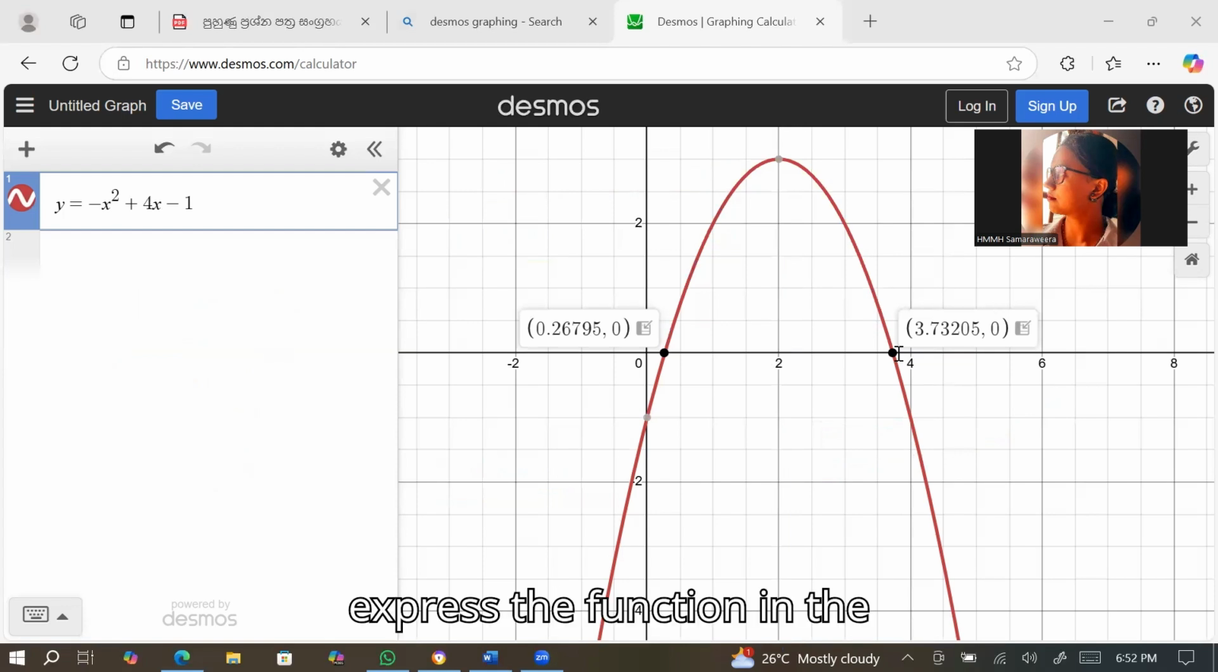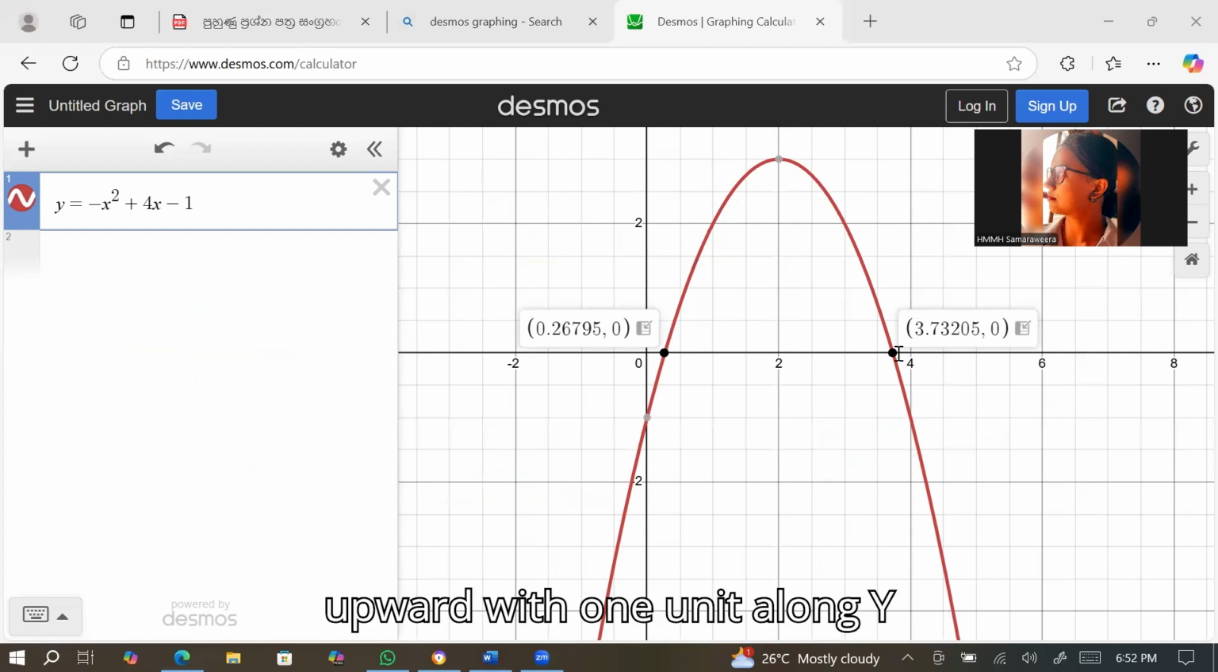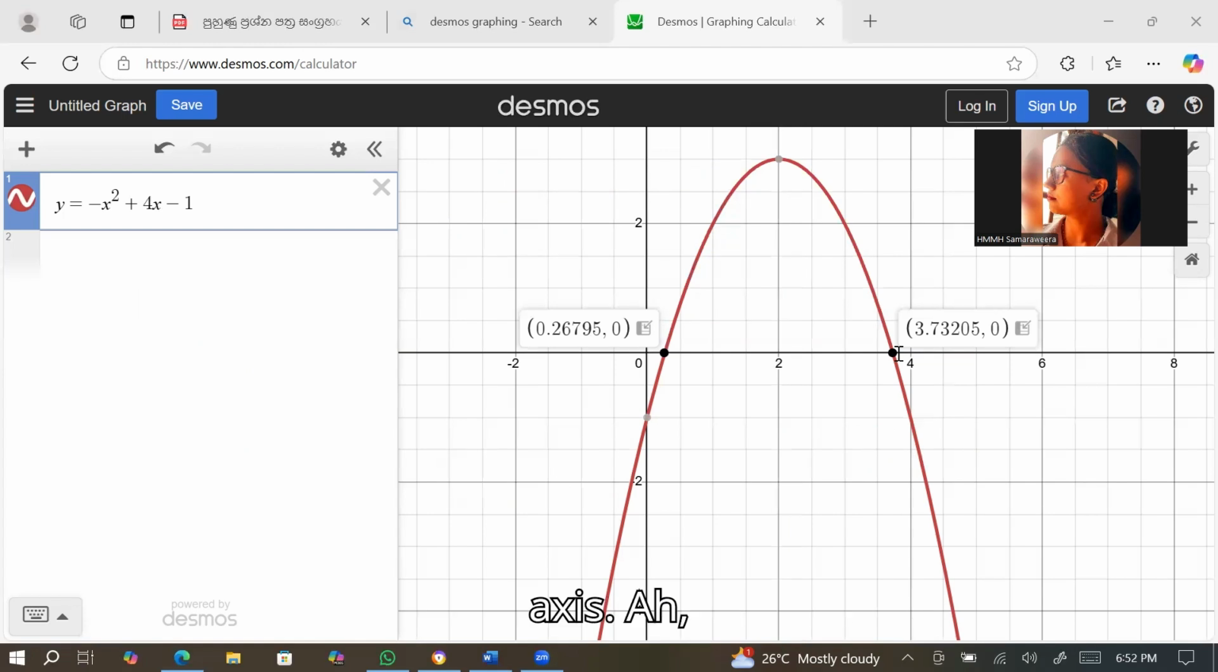Third part: express the function in the form y equals b minus bracket x minus a squared, when the above graph is translated upward by 1 unit along the y-axis. That is an interesting question.